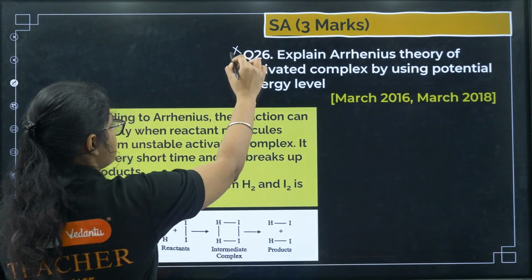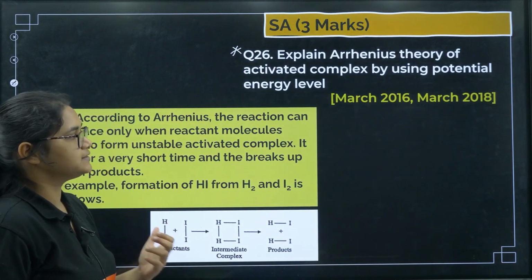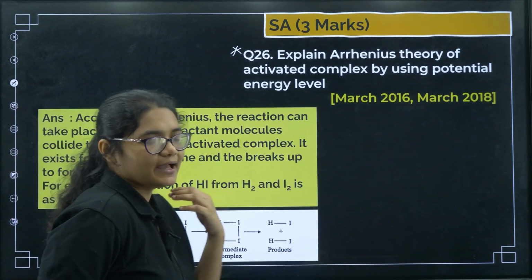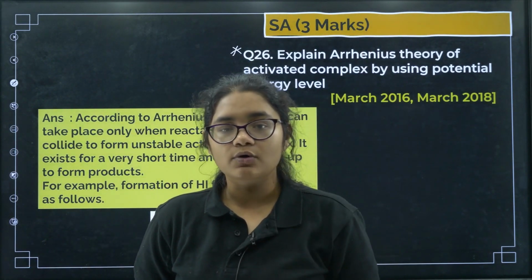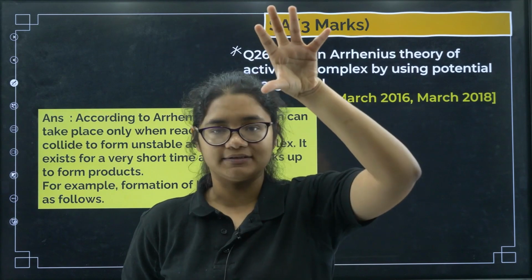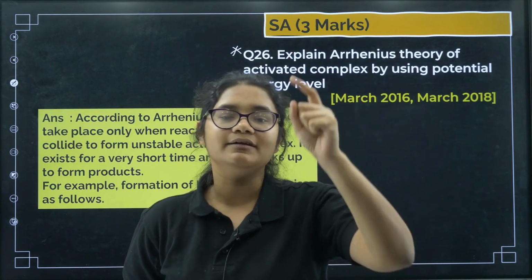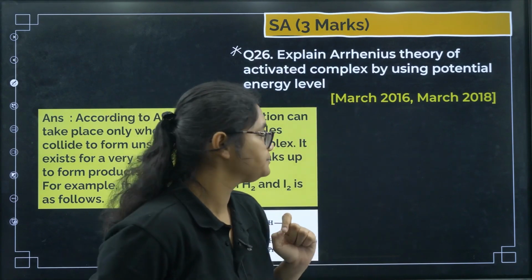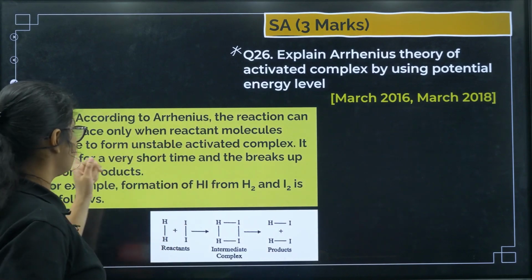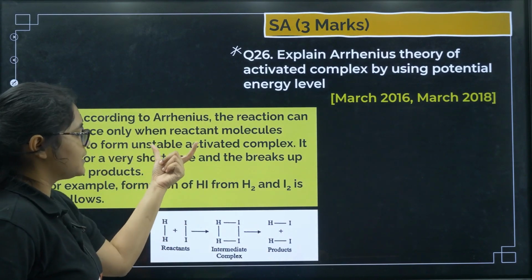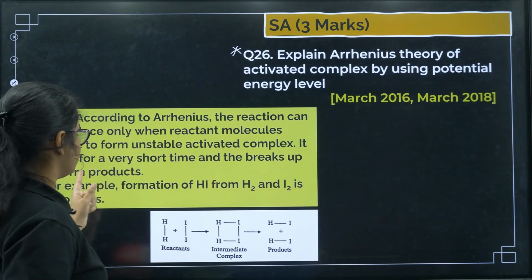This is an important question. What does Arrhenius theory of activated complex tell you? Explain it with an example or by drawing the energy level. So Arrhenius theory says that reactants do not directly convert into products. They form an activated complex. This activated complex is a very short-lived transition state, and it gets converted to product. According to Arrhenius theory, the reaction can take place only when the reactant molecules collide to form an unstable activated complex. It exists for a very short time and then breaks to give you products.